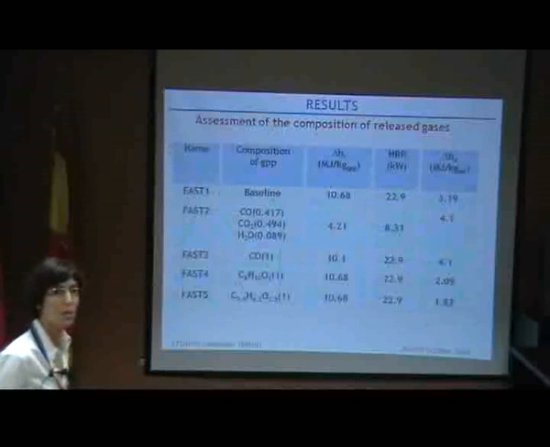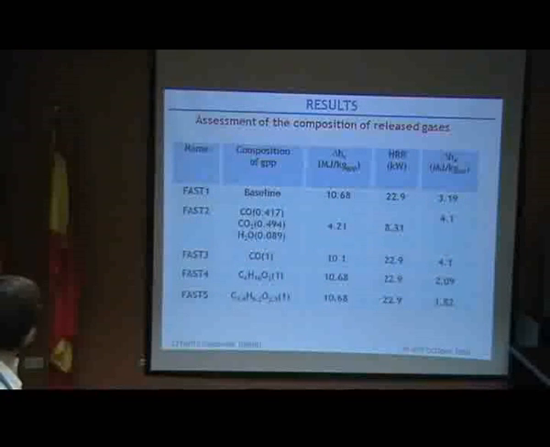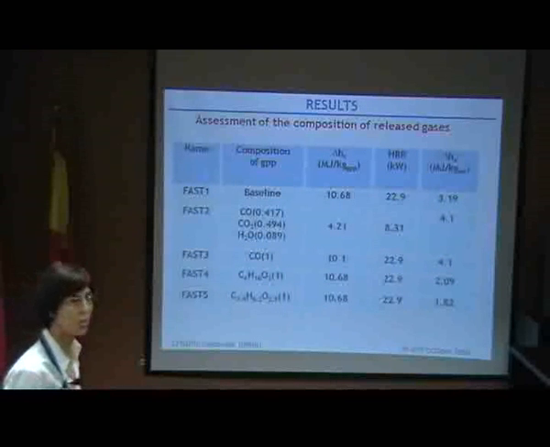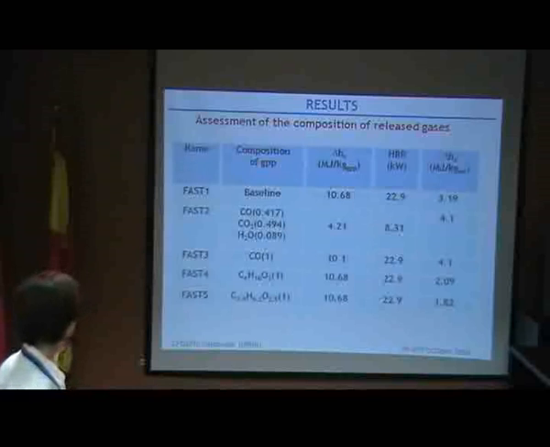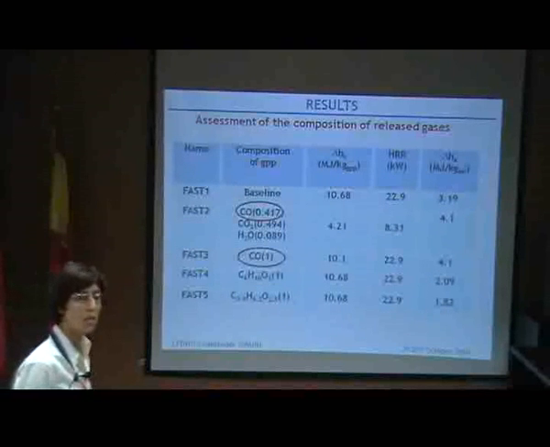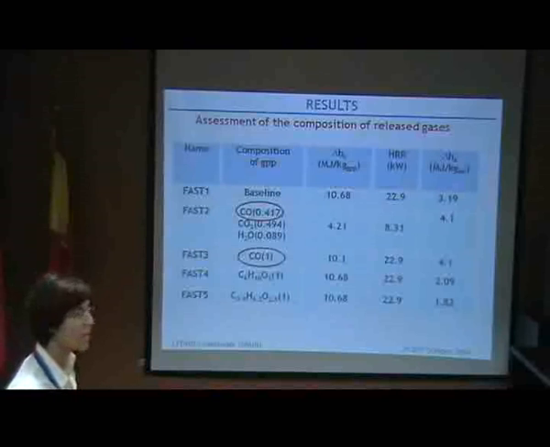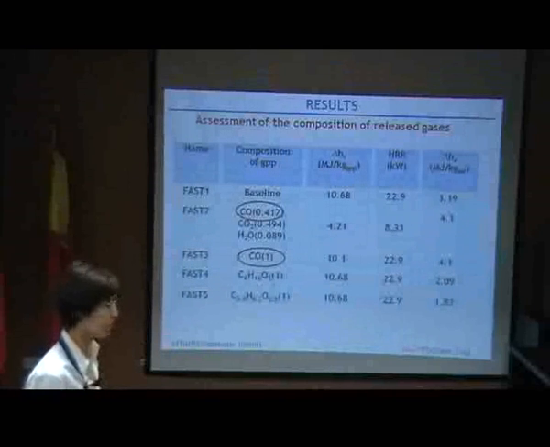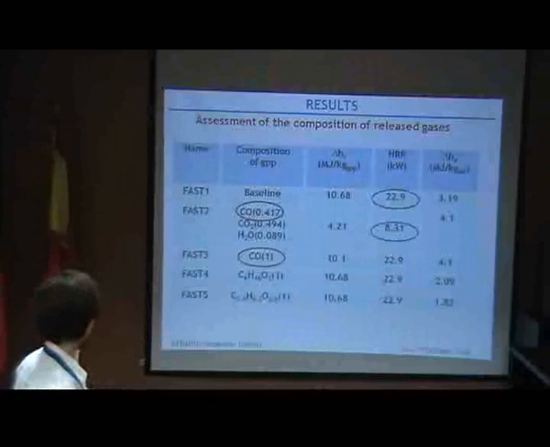Now we consider five fast chemistry models. Fast 1 concerns the baseline composition. Fast 2 and Fast 3 consider the combustible part in the pyrolysis product as a CO-like fuel. In Fast 2, the methane is replaced by CO. This leads to an underestimation in the pyrolysis rate.